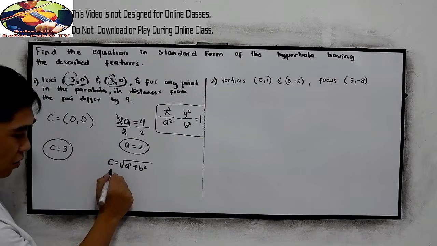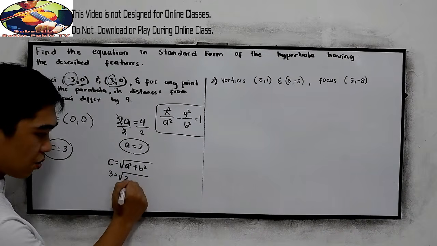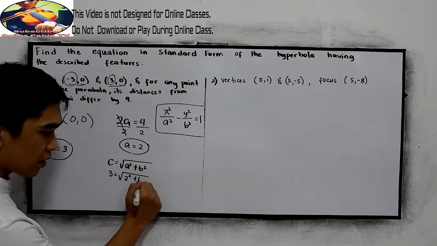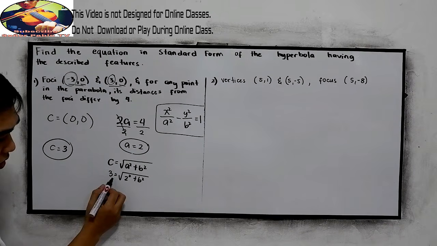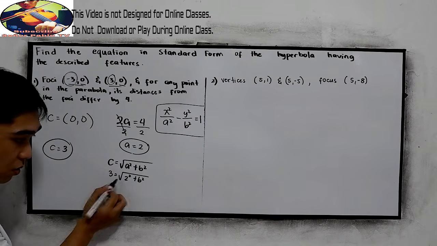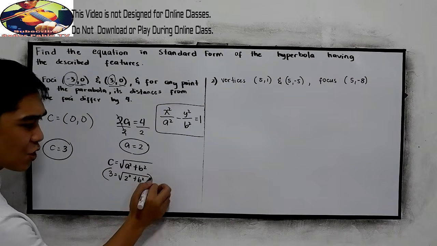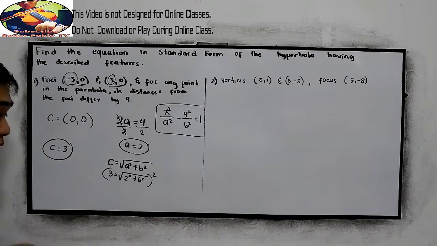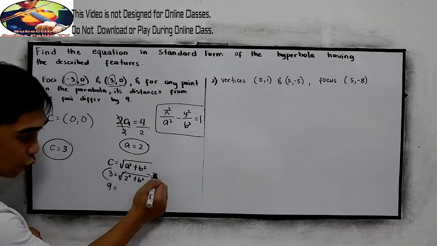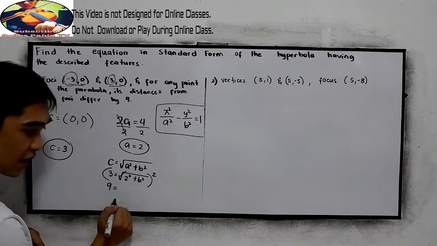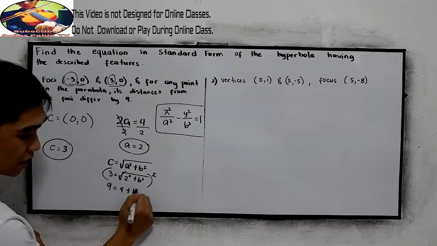So substitute. c, which is 3, is equal to the square root of a, which is 2, squared plus b squared. Now we need to remove the square root. To remove the square root, let us square our equation. So 3 squared, that is 9. The square root will be cancelled out. The remaining is 2 squared, 4, plus b squared.